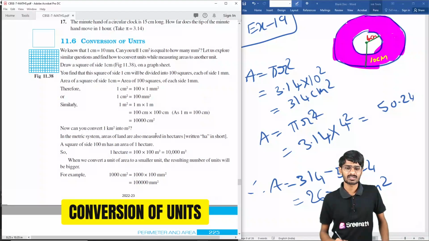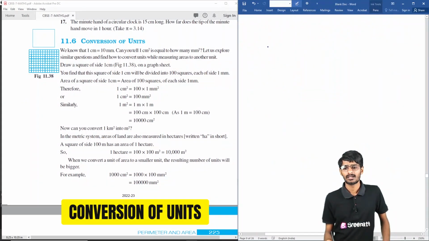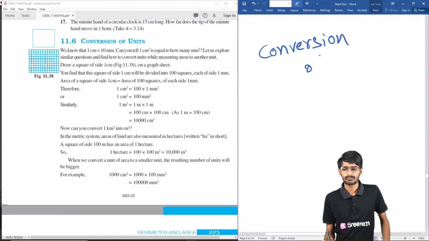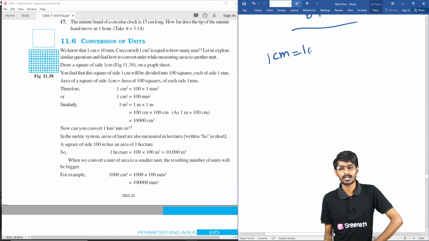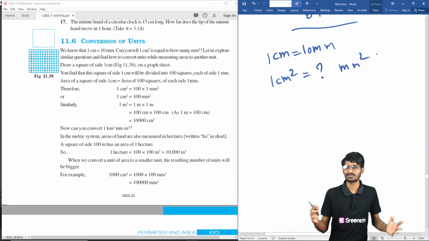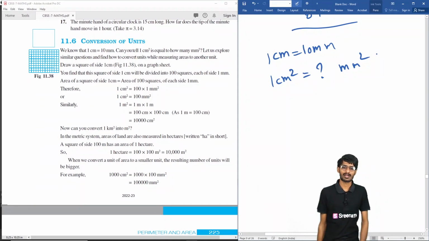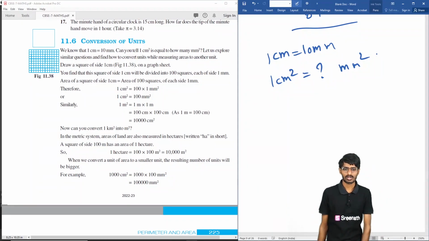So next is conversion of units. Next topic is conversion of units. What we know, students, is that 1 centimeter is equal to 10 millimeters. Then 1 centimeter square is equal to how much millimeter square? Do you know? Here we are going to answer this type of questions.